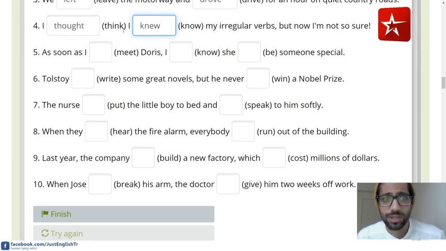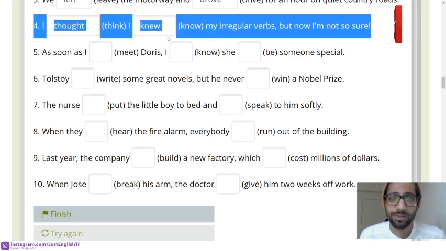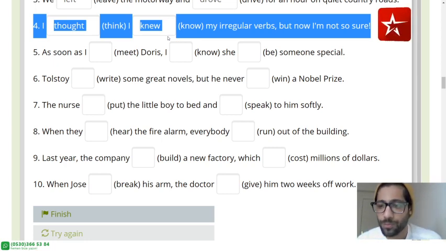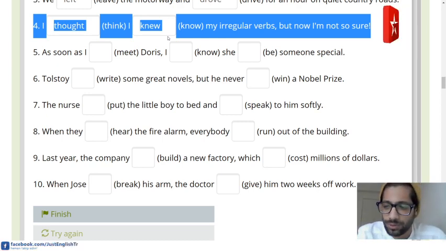I thought I knew my irregular verbs, but now I am not sure. Yes, you are not sure. So, is this once in the past, or what do you think? Once in the past, several times?